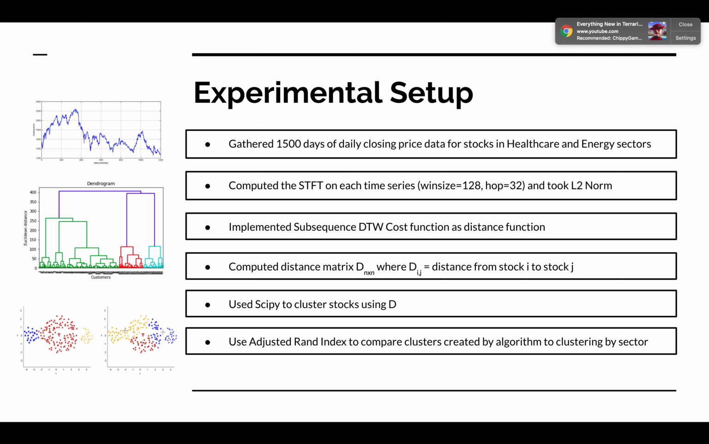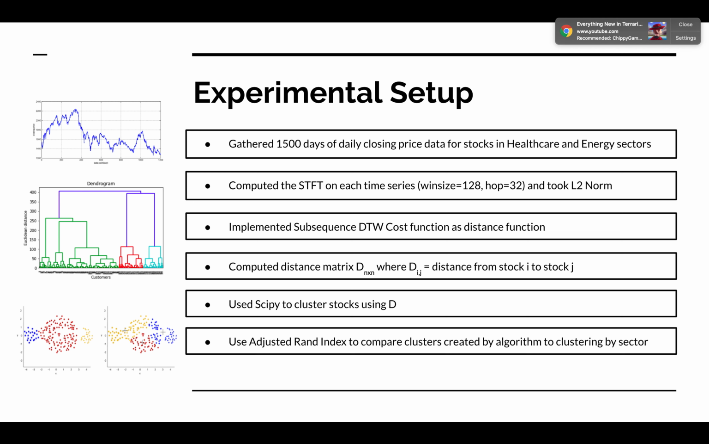So I first gathered 1,500 days of daily closing price data for stocks in the healthcare and energy sectors. I chose the healthcare and energy sectors because they seem to be largely uncorrelated compared to other pairs of stocks. And so if our clustering algorithm is able to group stocks in healthcare together and stocks in energy together, then it would have done a pretty good job, because the clustering would have matched the actual true labels of the healthcare and energy sectors.